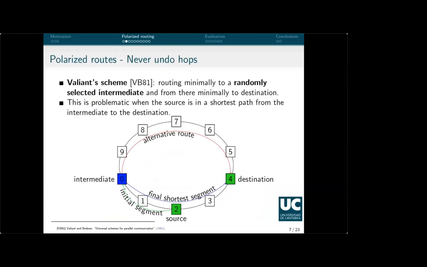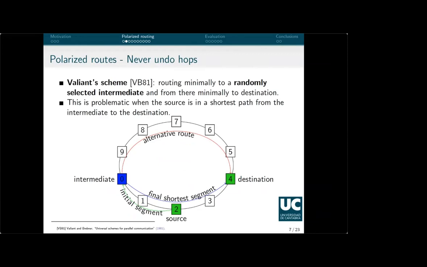The routing scheme proposed by Valiant about 40 years ago consists of routing each packet to a randomly selected intermediate router, both segments done minimally. This scheme makes the final routes almost independent of the traffic pattern, so it's helpful for adverse traffic. However, sometimes it makes completely unnecessary hops, as can be observed in a cycle.